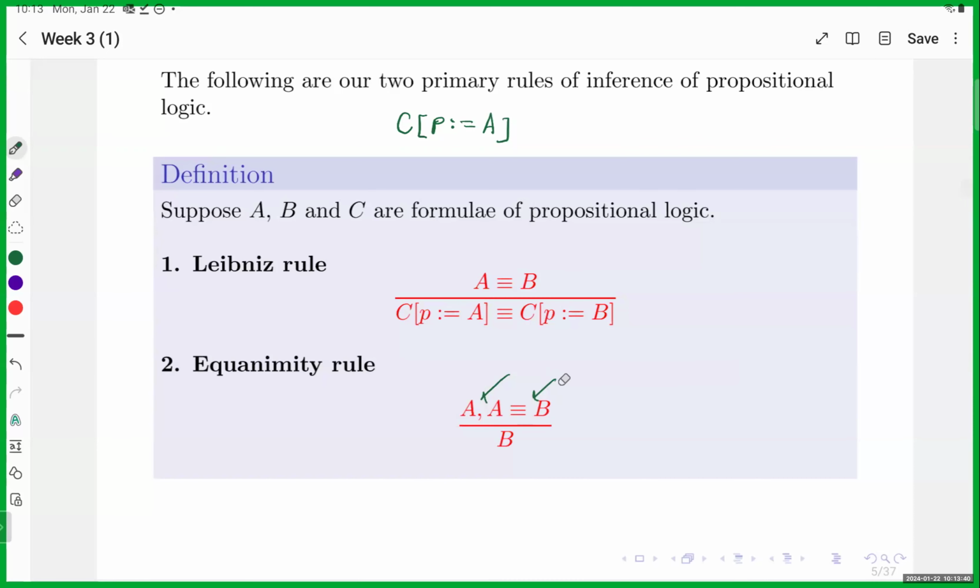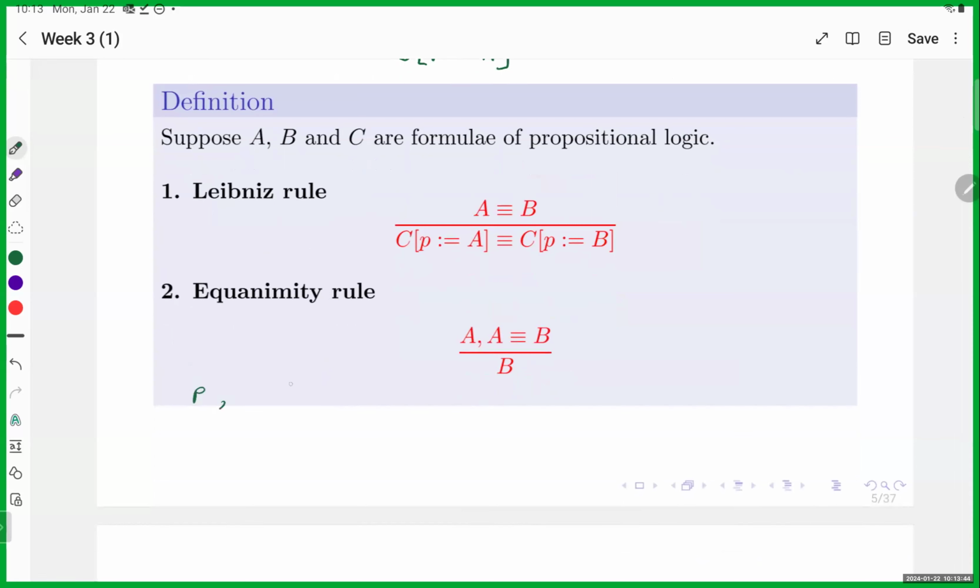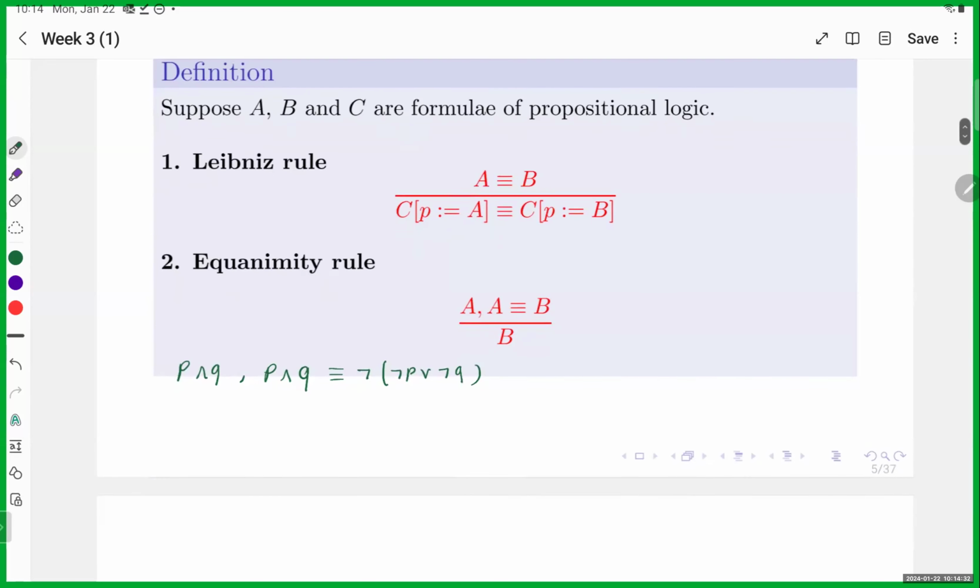So for example, equanimity law, I could apply it to the formula P, and well, maybe P is a bad one. I need to come up with one that is of the form. Suppose you have formula A, P and Q, and P and Q is equivalent to negation of P or negation of Q, right? I wrote this. Suppose we have these two, then I can conclude negation of P or negation of Q, right?